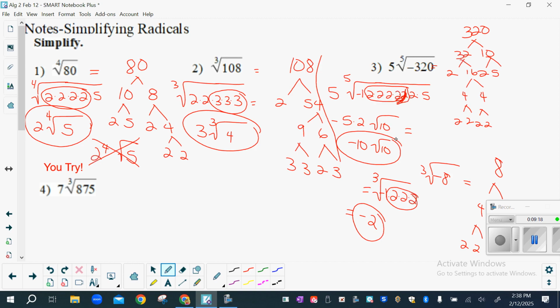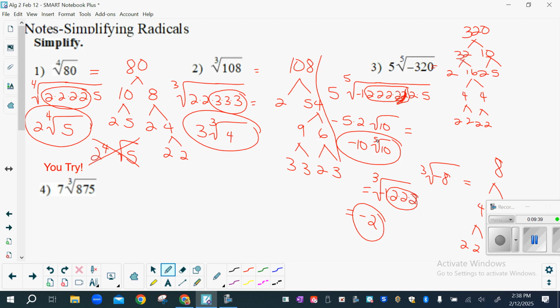So what's that? Why negative? Yeah, I just leave it as a negative 1 just to make it clear rather than putting a negative there. Oh my gosh, I forgot that. Thank you so much. Good job. Yeah. And that's negative 10, 5th root of 10.